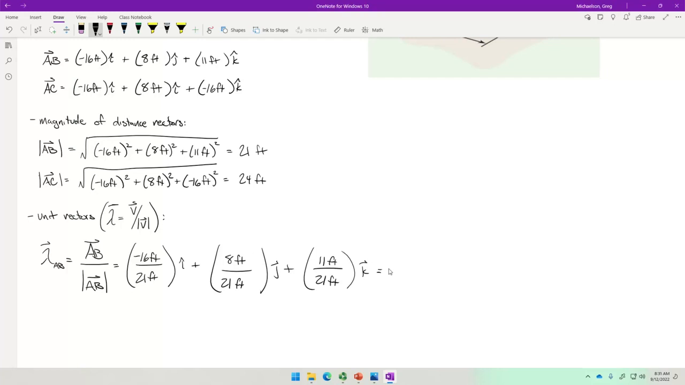But what happens to the units? They cancel, okay? The point I'm making is, what are the units of a unit vector? There are none. It's just a unitless quantity. It is a vector whose only purpose is to express direction. So it should not have any units, okay? So this is negative 16 over 21 times i plus 8 over 21 times j plus 11 over 21 times k. Now, same thing with vector AC.